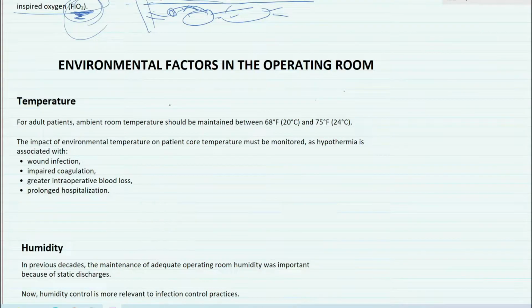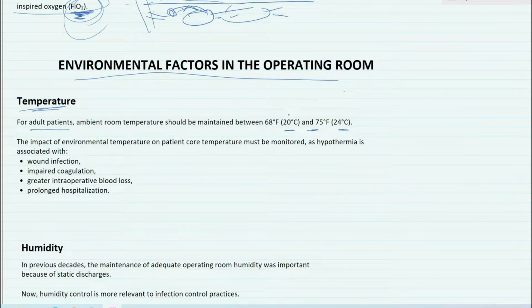So let us move to the next section, which is environmental factors in the operating room. Now, one of the most important factors that we have is temperature. For the operating room in which we are operating on adult patients, the ambient room temperature should be between 20 degrees centigrade to 24 degrees centigrade. And this actually is the cost versus benefit compromise.